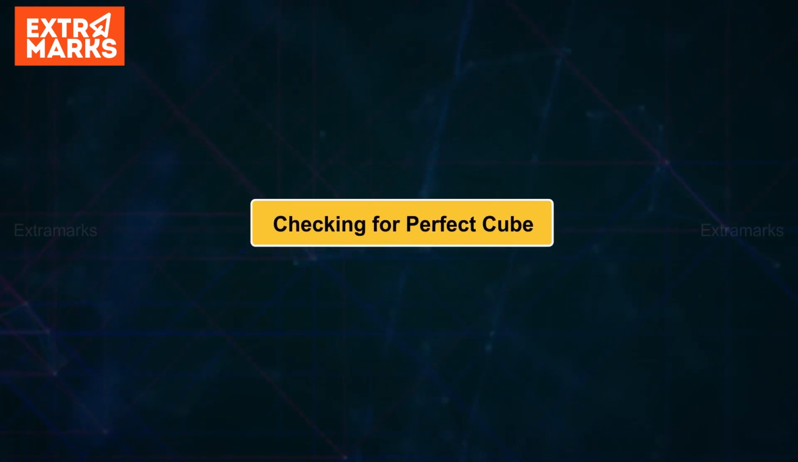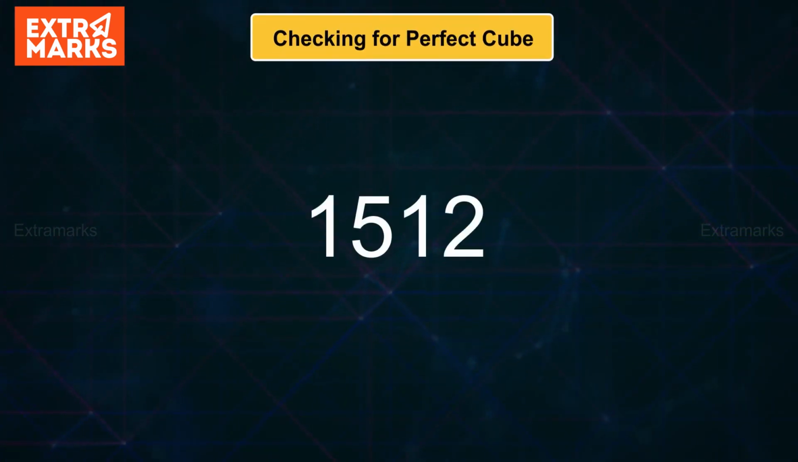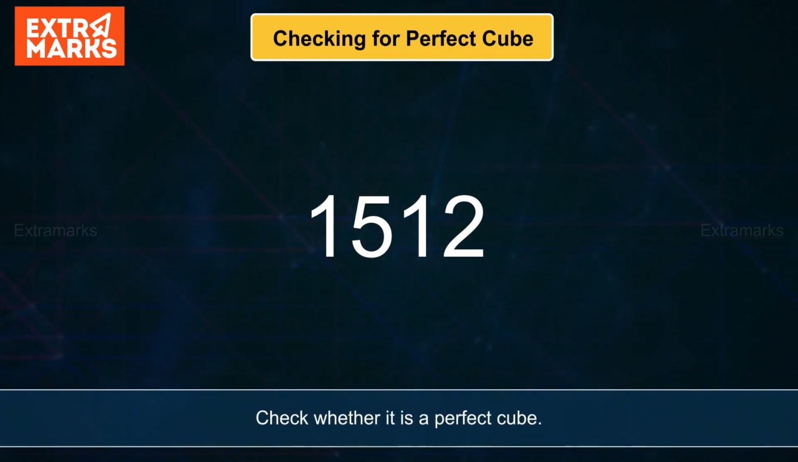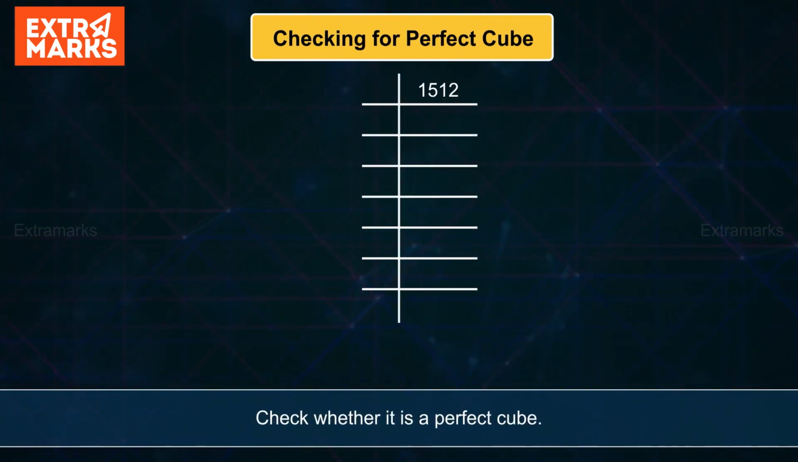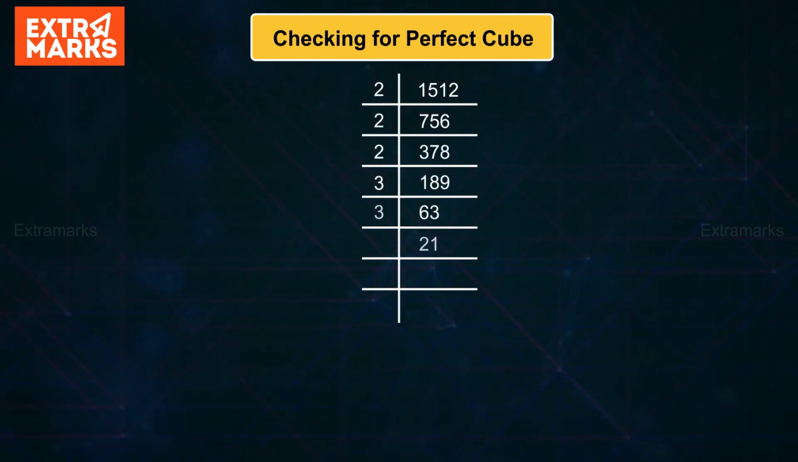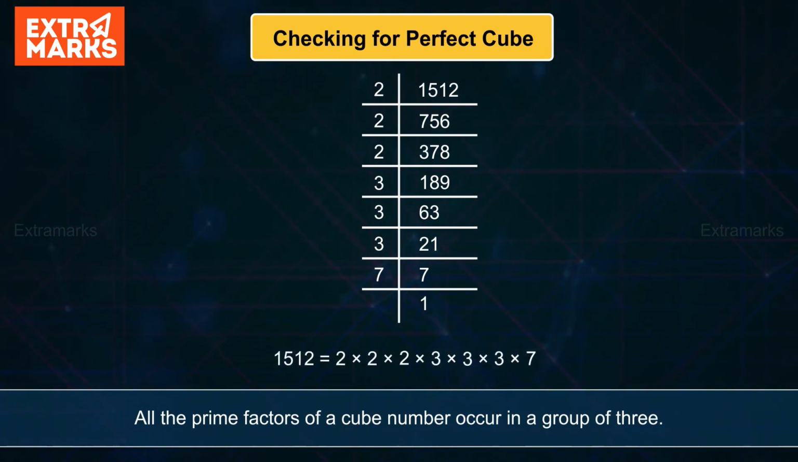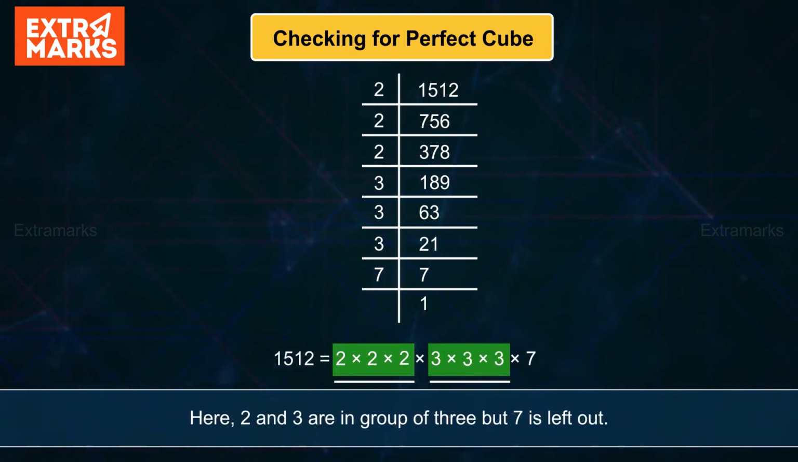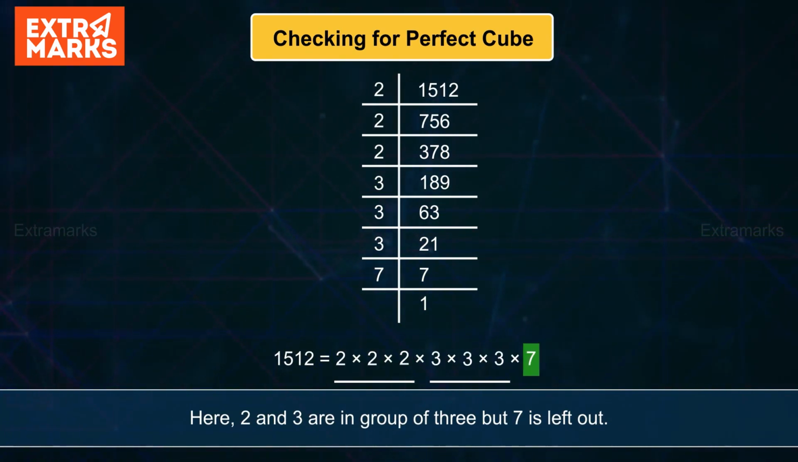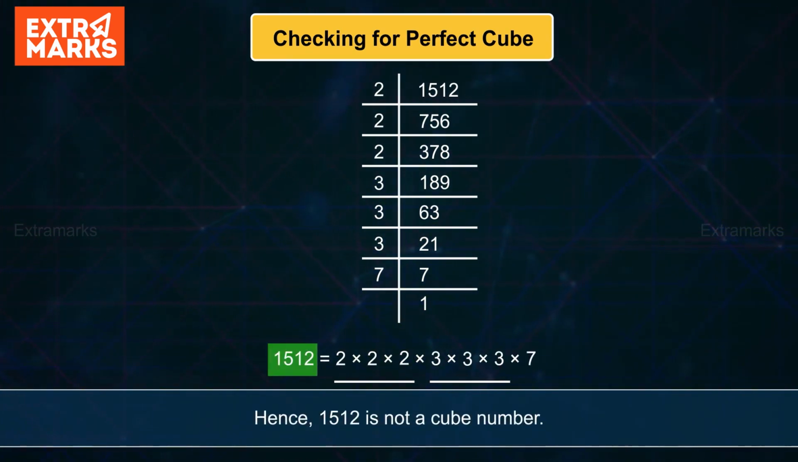Now let's check whether the given number is a perfect cube. Consider the number 1512. Let us check whether it is a perfect cube. Find the prime factors of 1512. We know that all the prime factors of a cube number occur in a group of 3. Here, 2 and 3 are in groups of 3, but 7 is left out. Hence, 1512 is not a cube number.